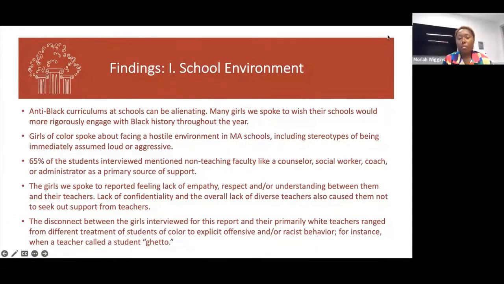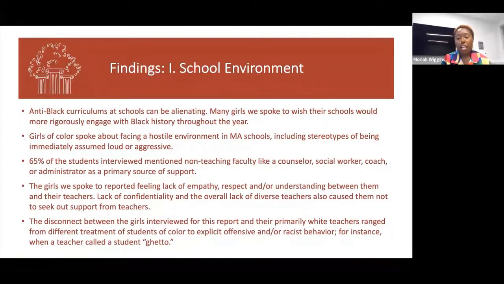Okay, so when we got all of our data back, it was a lot of data. We had to consolidate it into smaller groups so that the information could be more easily digestible. One of those subsections was the school environment and how that affected how girls of color were being disciplined differently. One of the main things we saw that affected it was the school's curriculum. A lot of students felt as though the curriculum was anti-Black, and especially when it came to the history they were learning, they didn't see themselves in that curriculum.